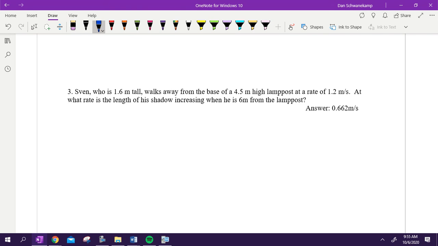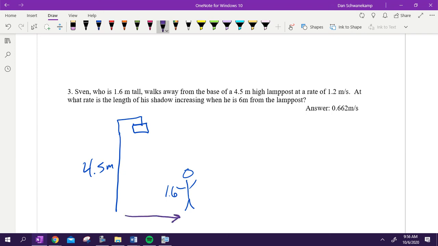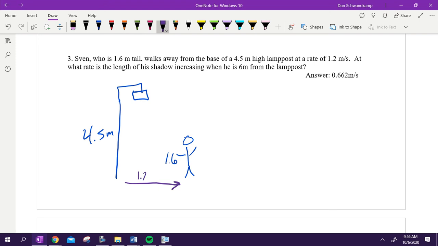Sven, who is 1.6 meters tall, walks away from the base of a 4.5 meter lamppost. So I got a lamppost. It's 4.5 meters. Sven is 1.6. He is walking away at 1.2 meters per second. At what rate is the length of his shadow increasing?